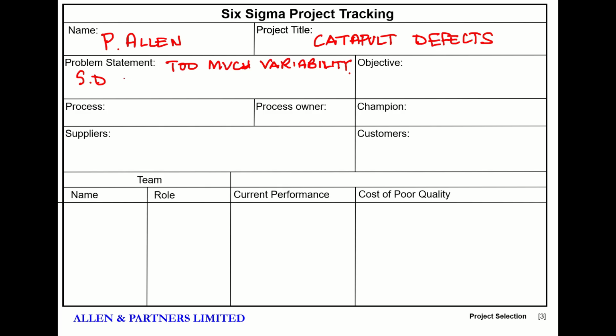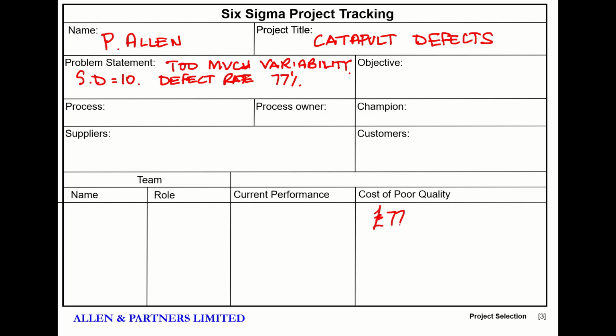I have a standard deviation of 10, and I have a defect rate of 77%. Okay, there's the problem statement. Now down here, the cost of poor quality, I'm going to suggest that I make 1,000 a week. 77% of them go in the bin. So I'm going to suggest that each one costs me £1.